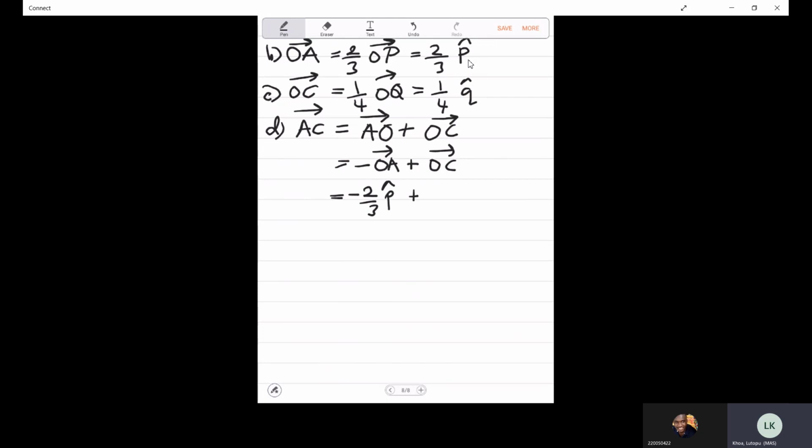And then OC, this is a quarter Q. So I have a quarter Q, and I leave it like that because I cannot combine the P and the Q. So this is my final answer. So that is how the vectors will be done with our vector diagrams.